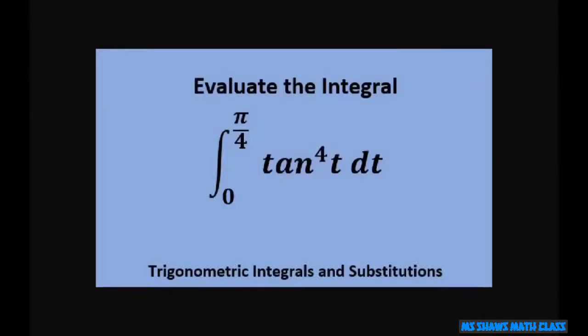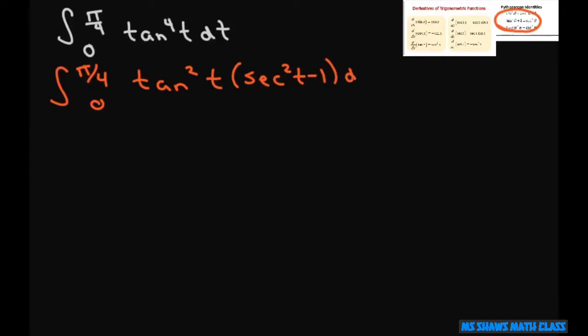Hi everyone, we're going to evaluate the given definite integral over the interval 0 to pi divided by 4. And we're using substitution. So the first thing I want to do is use my Pythagorean identity here and break this up a little bit. So I'm going to write it as tan squared t times secant squared t minus 1 dt.